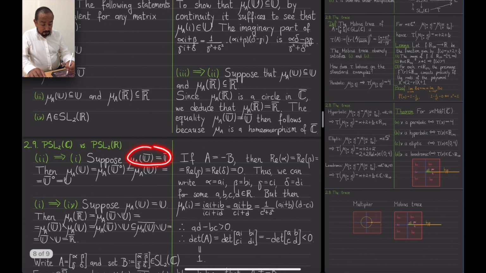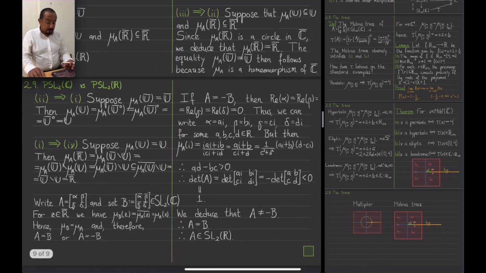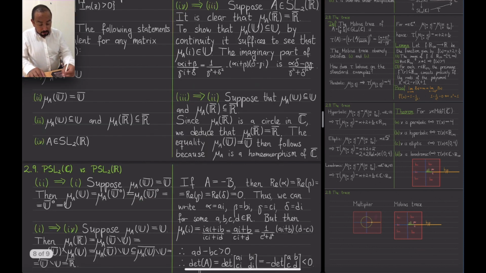So we suppose this, and we want to show this. But you see, mu A of U is the interior of U bar. Obvious, right? And mu A is a homeomorphism. So taking interior before or after gives you the same. By hypothesis, this one is U bar, so you have the interior of U bar, which is U itself. So 2 implies 1, and 1 implies 4. That's a bit tricky. So suppose this, right? So suppose 1.